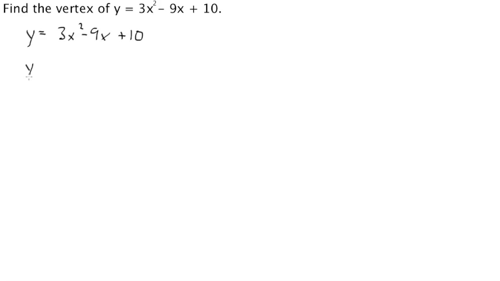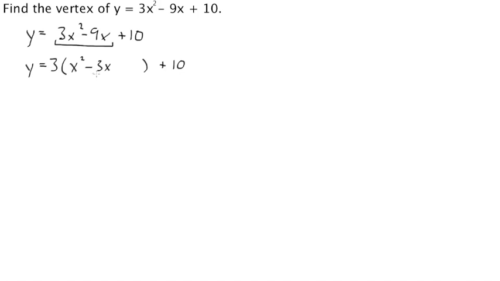What's different this time, however, is notice that the coefficient of my x squared is 3. So between my squared and linear terms, I want to factor out that 3. So this is 3 times x squared minus 3x. I'm going to leave myself some room. My plus 10 is just chilling right there. So I've factored the 3 out, so 3x squared minus 9x has become x squared minus 3x.